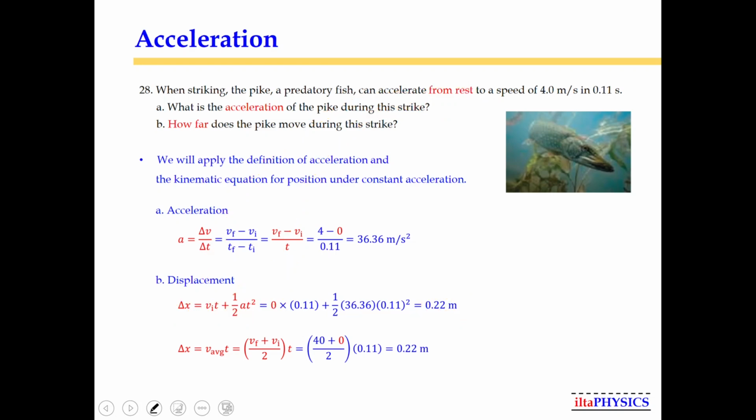Alternatively, we can calculate it using the average velocity. Since the initial velocity is 0 and the final velocity is 4 meters per second, the average velocity is 2 meters per second. Multiplying this by the travel time gives the same result of 0.22 meters. Please practice using these formulas efficiently based on the given conditions, just like we did in this problem.